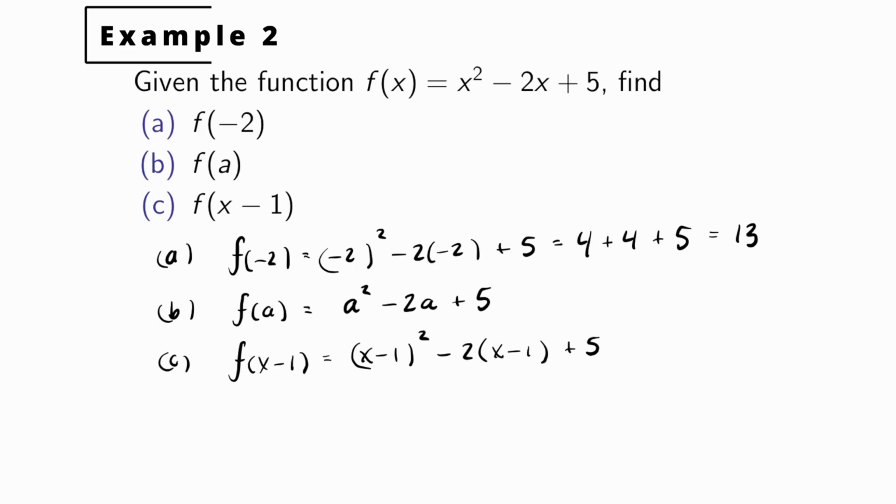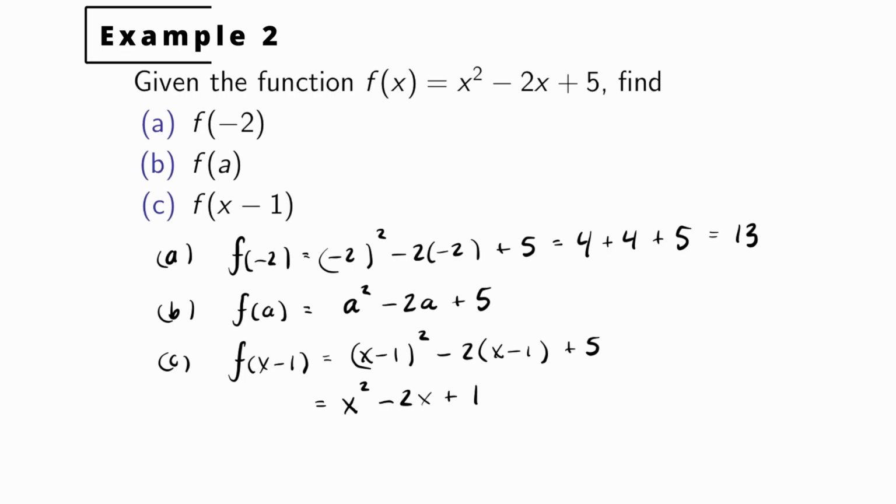Okay, now I have to simplify this. X minus 1 squared, that is a special product, right? It's a square of a binomial. So we square the first term, then we take 2 times the product of the two terms. So that's 2 times x times -1, which is -2x, and then plus the last term squared, which is 1.